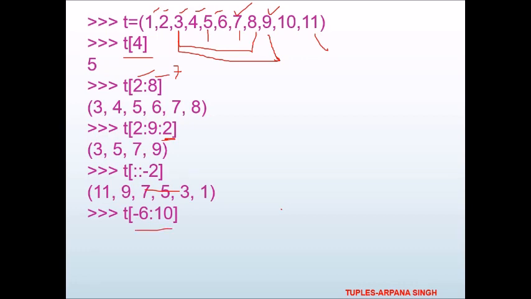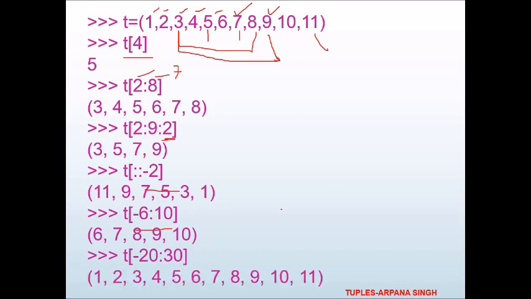Similarly minus 6, 10, it will display the elements between these two ranges. Minus 20, 30, now both are out of range, so it will display the whole range of elements from the tuple.